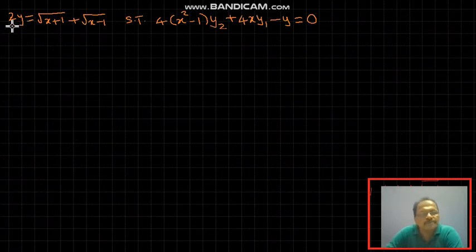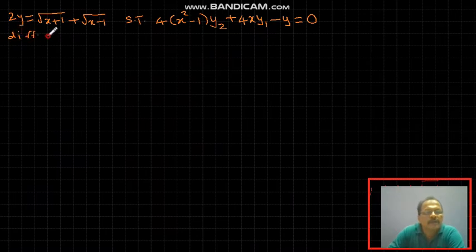More problems. 2y is equal to under root x plus 1 plus under root x minus 1. Show that 4 into x square minus 1 times y2 plus 4 into x y1 minus y is equal to 0. Please remember here y2 means second order derivative d2y by dx square and y1 means dy by dx. We have 2y is equal to under root x plus 1 plus under root x minus 1.